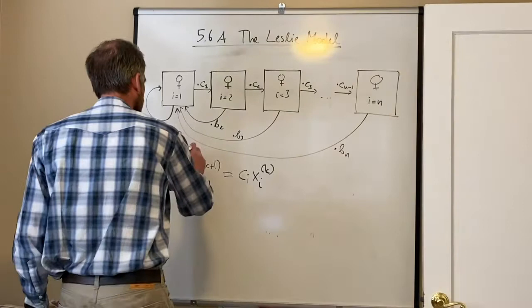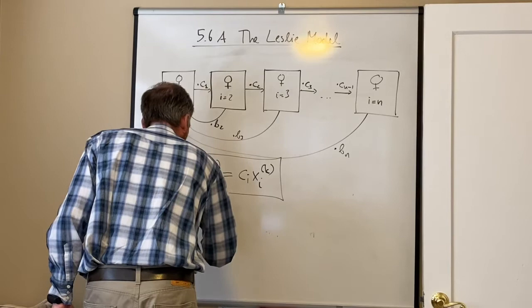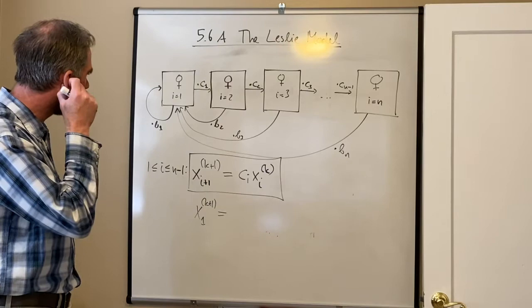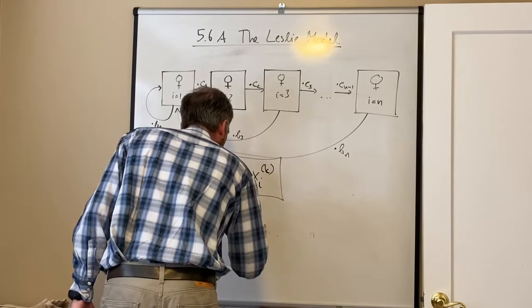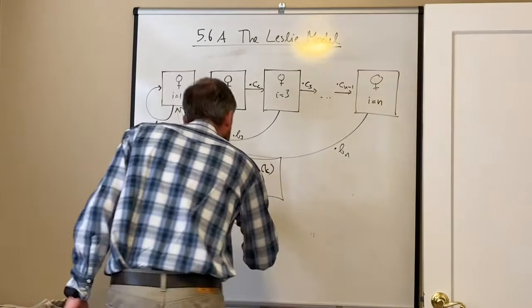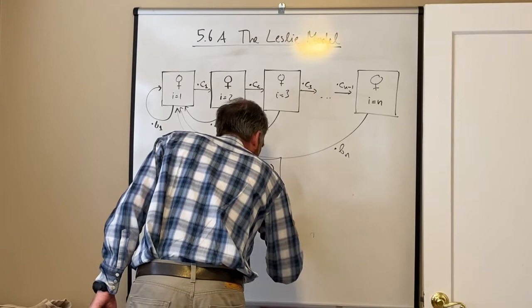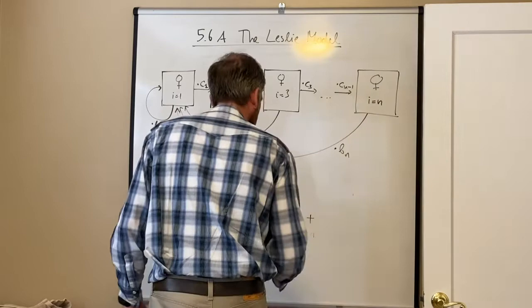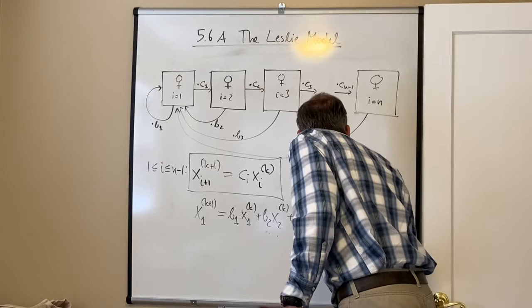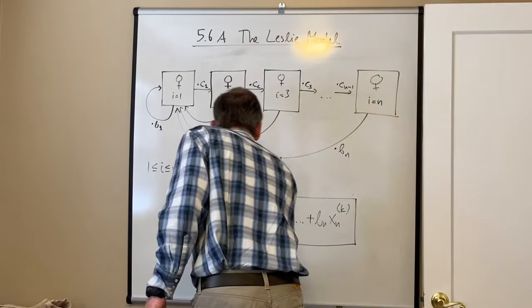And then for the first generation, things are special, right? Because those don't really survive from somewhere, but they're being born. And there the idea is that we simply get a linear combination of all the other x's, okay? Where the weights of this linear combination, the bi's, are simply the average reproduction rates. So we get, in terms of equations, something that looks like this. Okay? So this is the Leslie model in terms of equations.